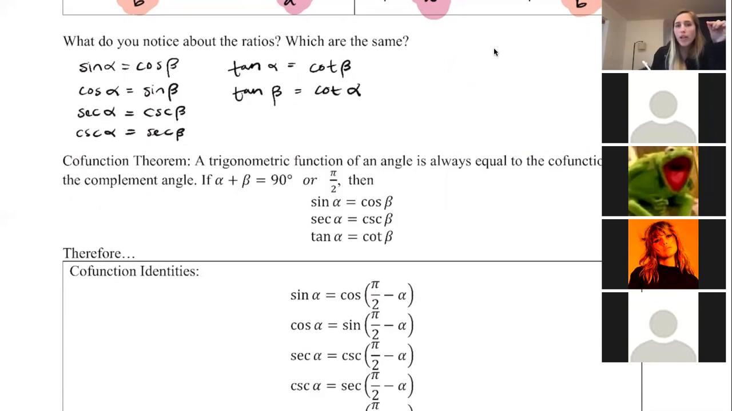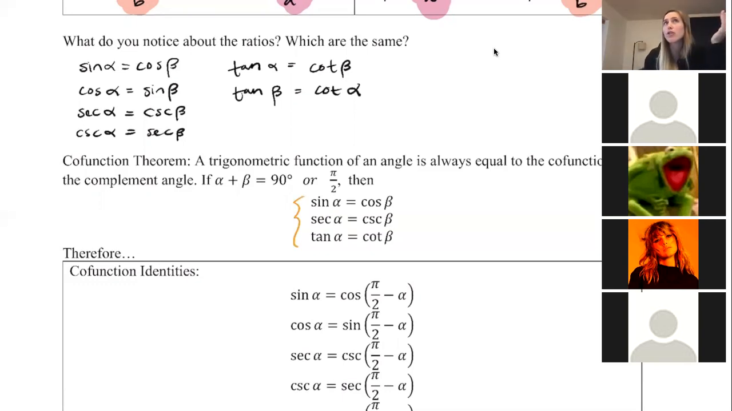So we noticed, this is kind of the simplified list that I did above, right? That sine of alpha equals cosine of beta, secant of alpha equals cosecant of beta, tangent of alpha equals cotangent of beta, right? And it's in the name, sine, cosine, secant, cosecant, tangent, cotangent, which are cofunctions of each other, right? That's where the names come from.